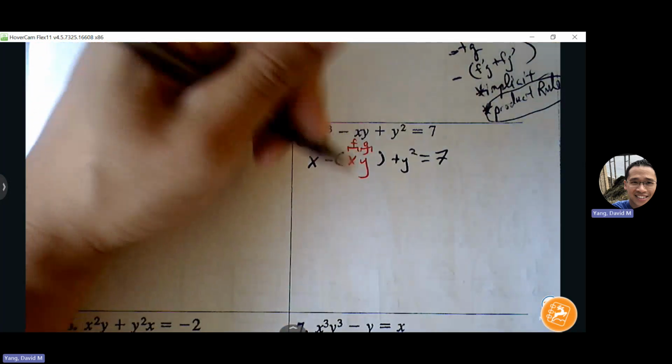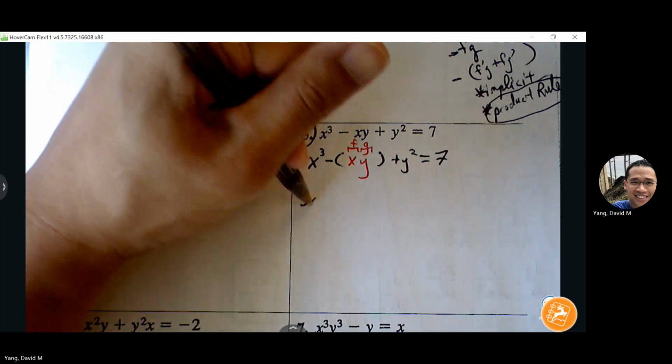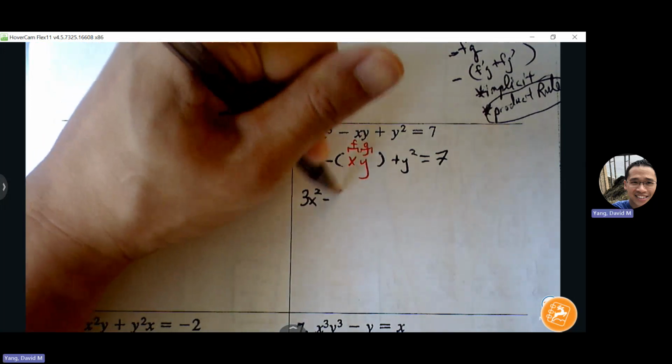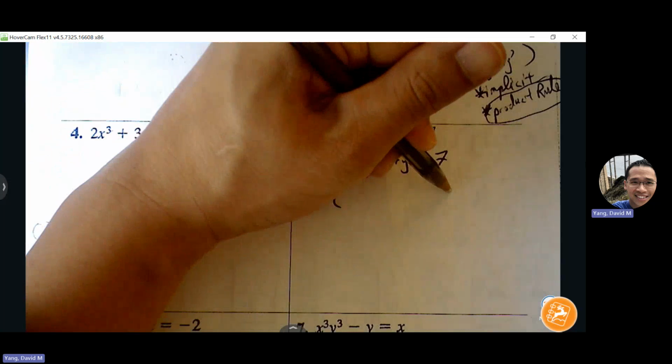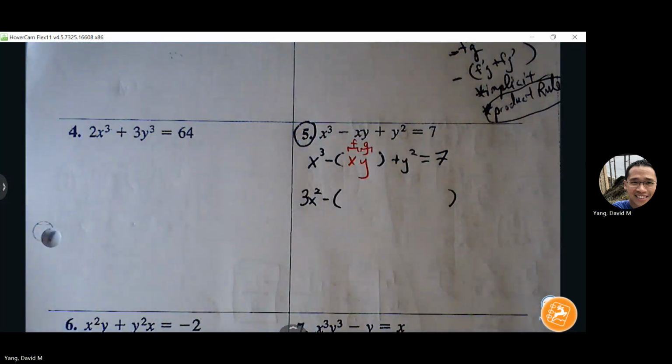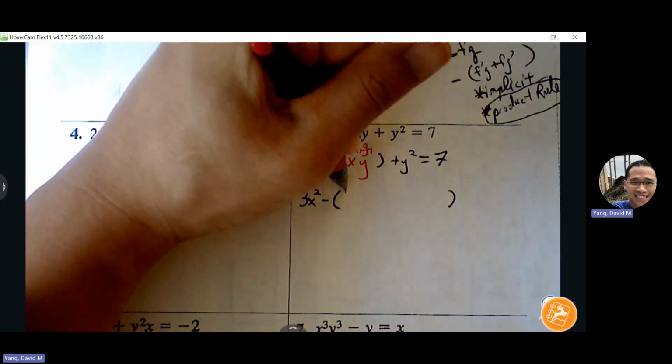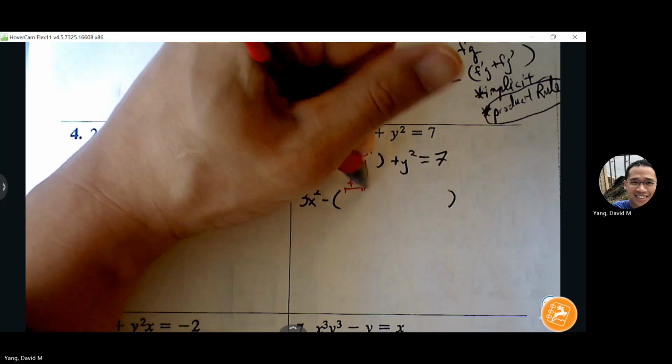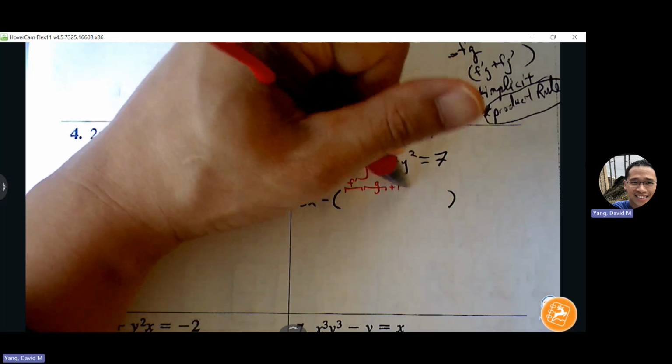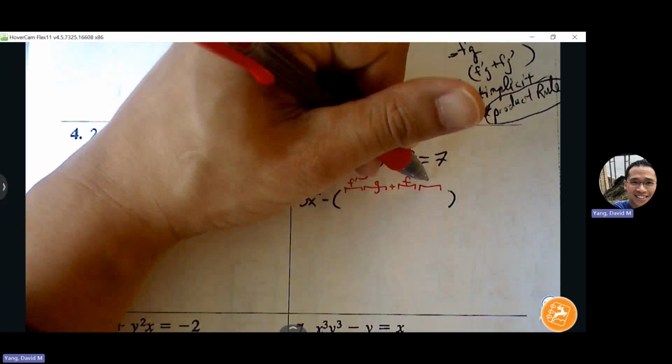So x cubed becomes 3x squared. Nothing special with x's, right? We know that it's just going to be power rule. Okay, so now I'm going to spell out product rule here for the next term.